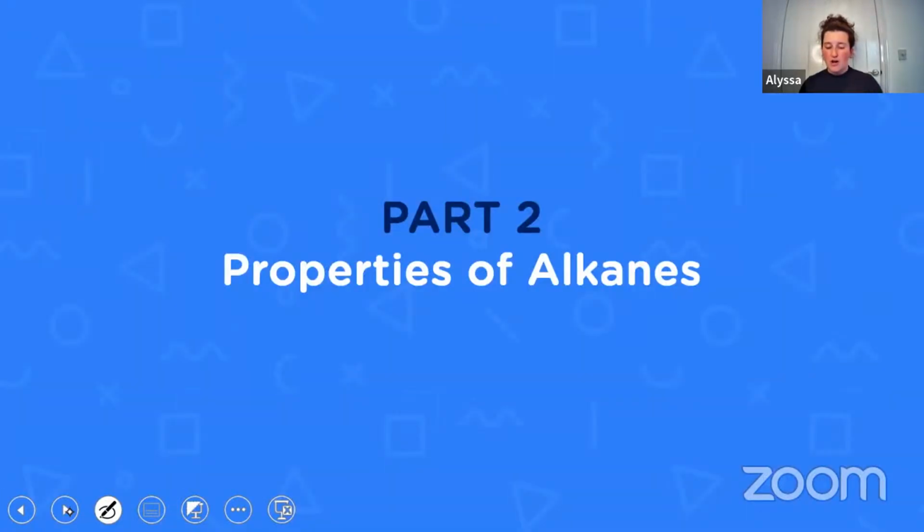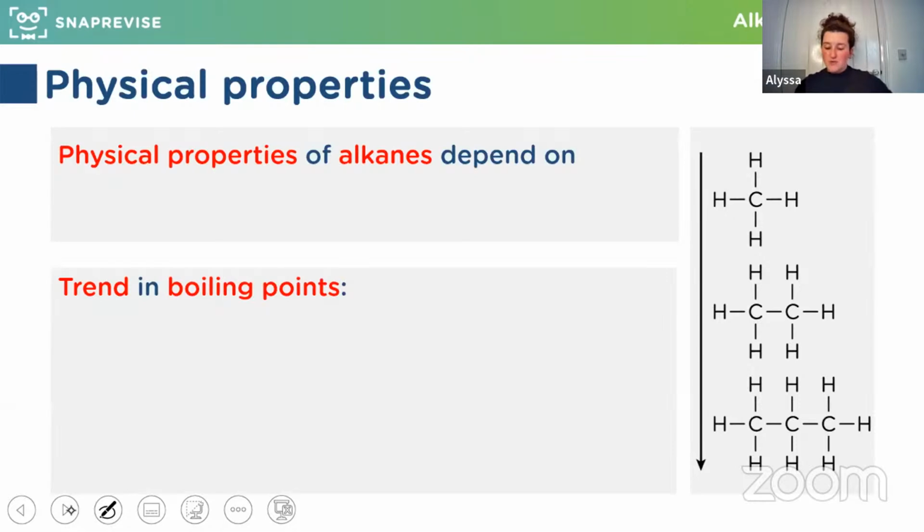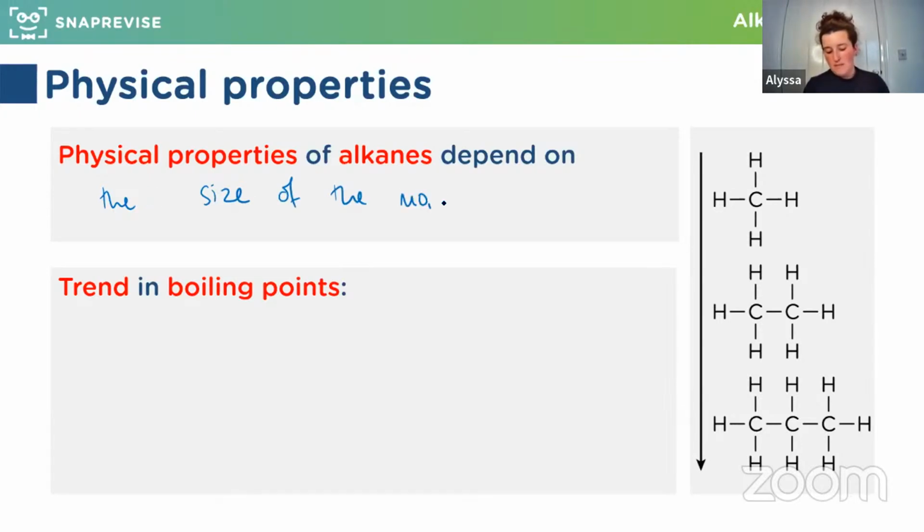So let's have a look at part 2, properties of alkanes. So our physical properties of alkanes. We spoke a little bit about our physical properties, and we said because alkanes are a homologous series, their physical properties change as you go through the groups. So the physical properties of alkanes depend on their sizes, how big the molecule is. Let's say that they depend on the size of the molecule. So as you go down the homologous series, we go from methane.